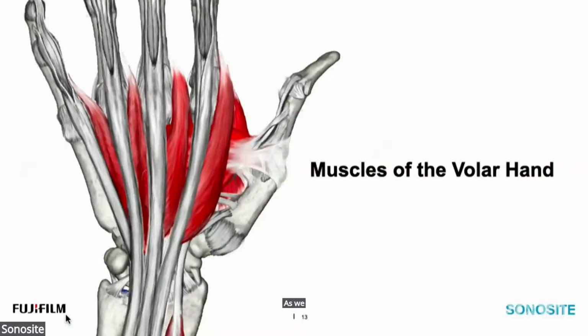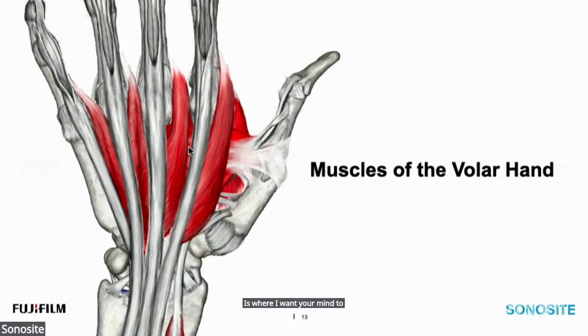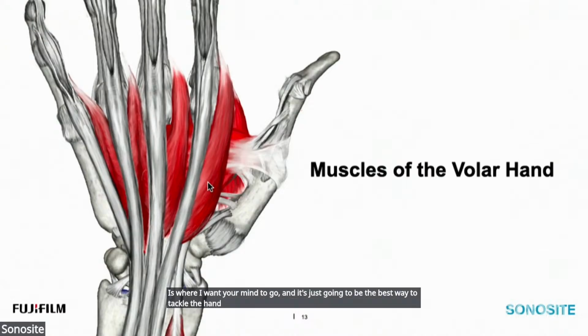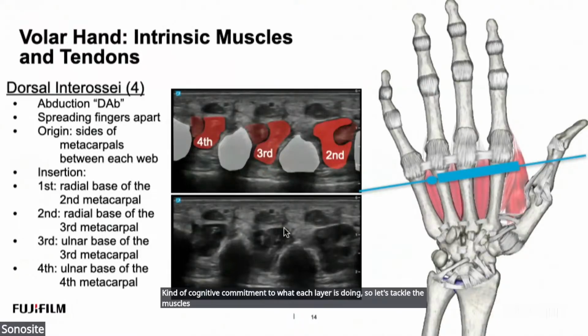As we talk about muscles in the volar hand, I will say we're going to stick to cross section again. There are some beautiful long axis images that we could obtain here, but cross sectionally is where I want your mind to go. And it's just going to be the best way to tackle the hand. Long axis structures are typically very easy to find. It's the cross sectional ones that you really have to wrap your head around for spatial kind of cognitive commitment to what each layer is doing. So let's tackle the muscles of the hand.